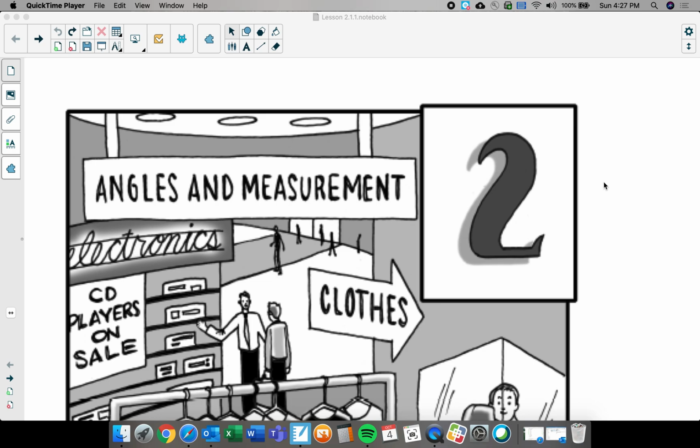All right, geometry students, welcome to chapter 2. You can see we are going to be taking a look at angles and measurements in this chapter. A lot about angle relationships, and we'll get into that. It's something that's really important as we move forward through this class. And then we're going to talk about measurements, so we'll be focusing a little bit on units as well that go along with whatever we're talking about.